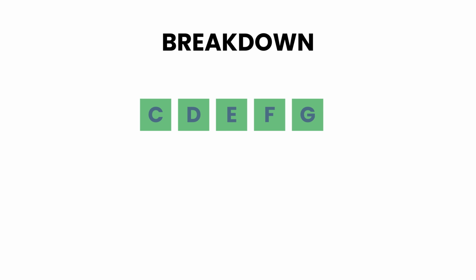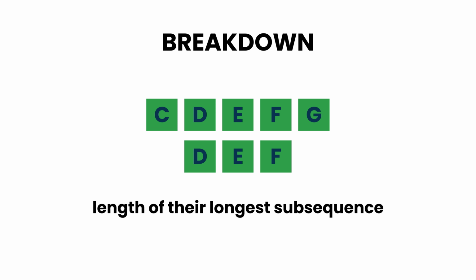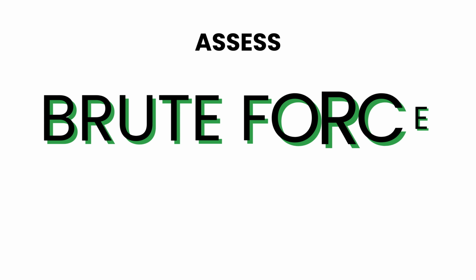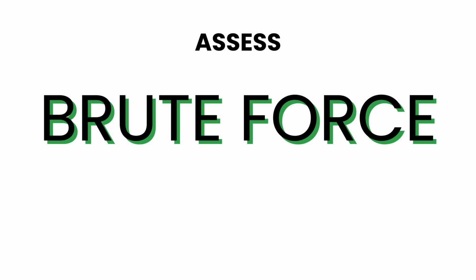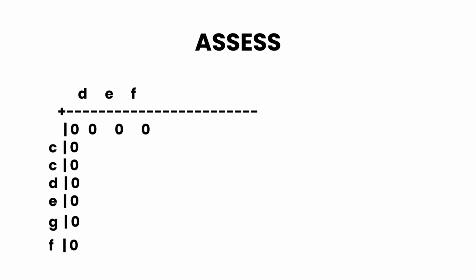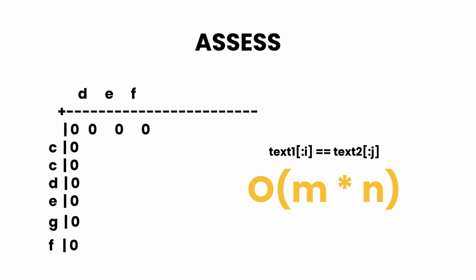Let's break it down. Given two strings, return the length of their longest subsequence, not substring, that appears in both. A subsequence can skip letters, but the order must stay the same. Now, let's assess. Brute force would try all possible subsequences, exponential time. Dynamic programming is the standard and optimal solution here. By building a DP table where each cell dp[i][j] represents the length of the LCS for text1[0..i] and text2[0..j], we can reuse previous results and solve the problem in O(m times n) time and space.